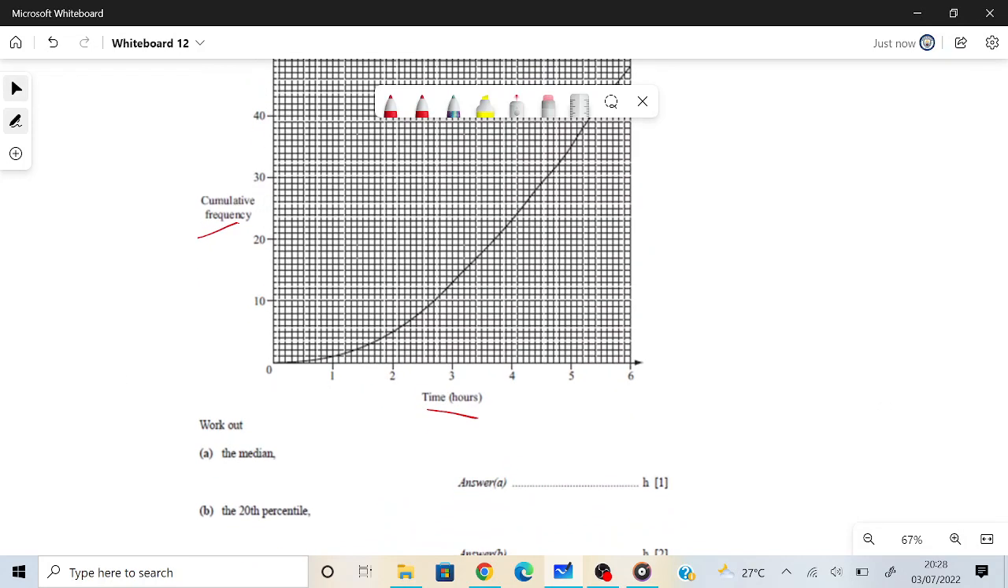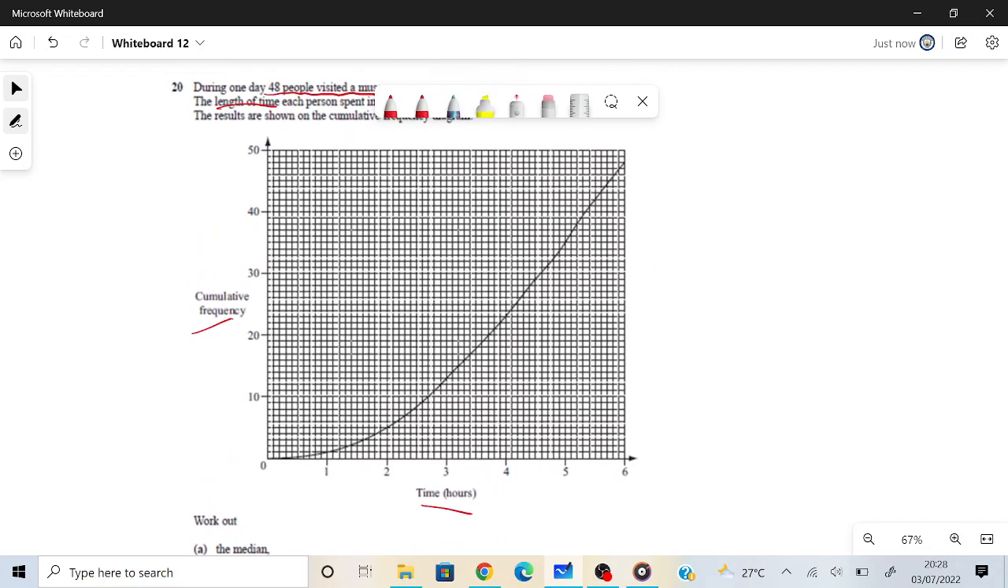Work out the median. Median is half of the cumulative frequency, so half of 48, not 50, because it's 48 people. So half of 48 is 24. Go to your y-axis and locate 24. So 21, 22, 23, 24, somewhere there. So using your ruler and a straight line, you can also draw a broken line, both can suffice.